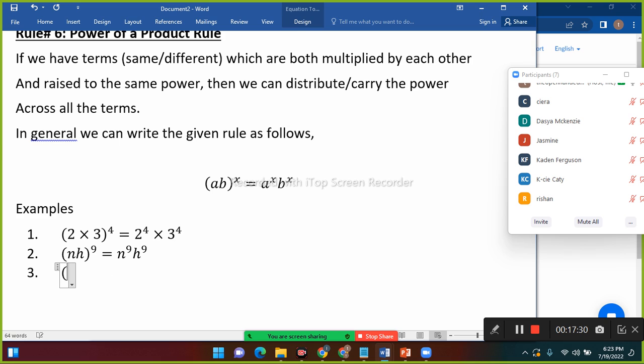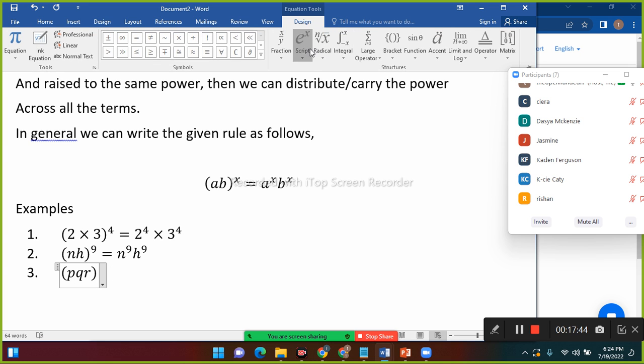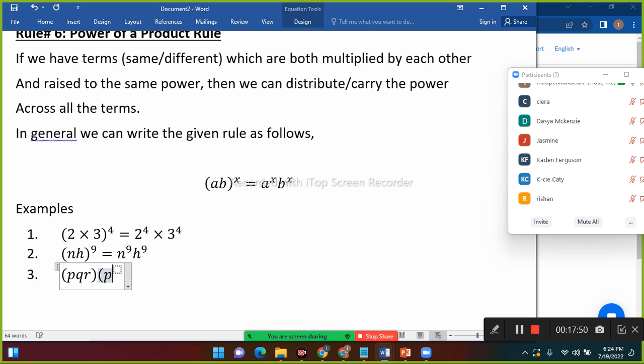But let's say we have P, Q, and R, and we raise it to the power of 11. Sorry. So how would that work? What would the answer be for this one? This one is for Jasmine.